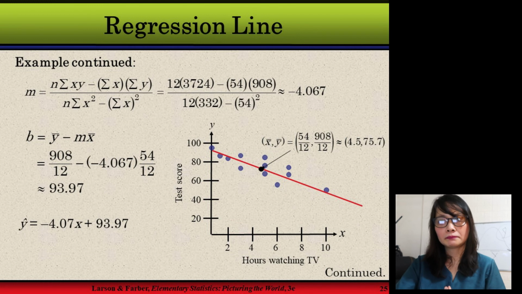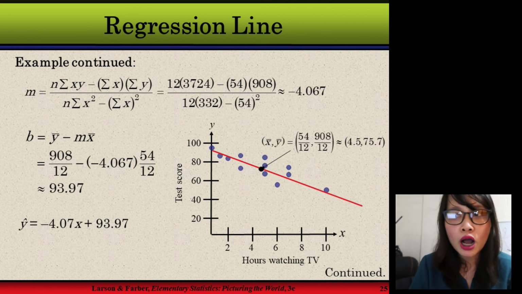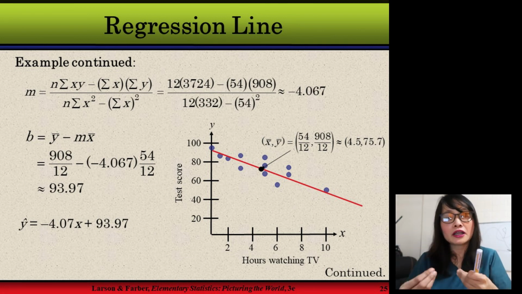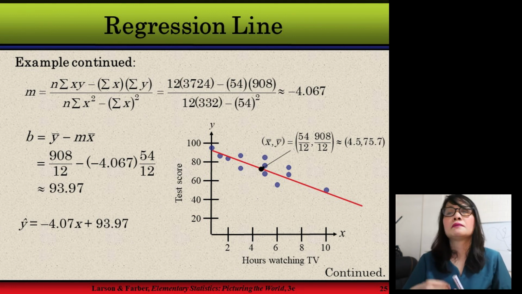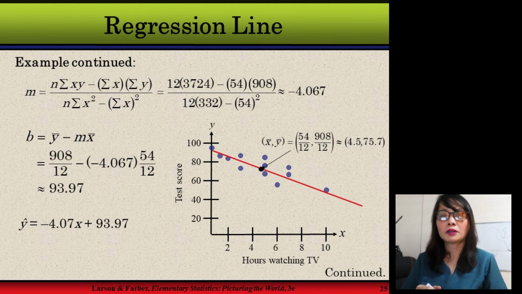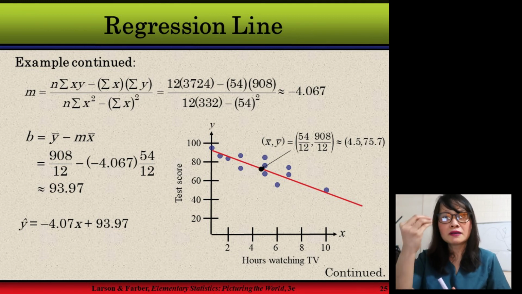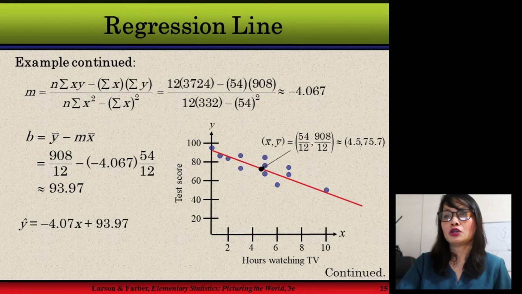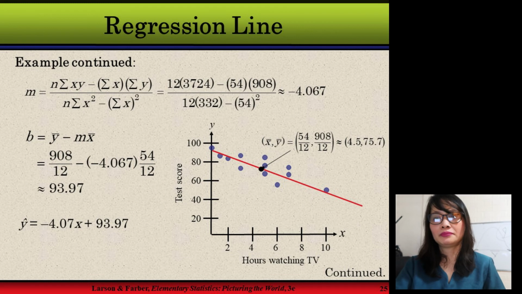Next, the y-intercept: the mean of your y values minus the slope multiplied by the mean of the x values. So you have 908 divided by 12, because the summation of y is 908. To determine the mean, get the average, so 908 divided by 12. When you say mean, you're referring to the average. Minus negative 4.07 multiplied by 54 over 12. Where do we get 54? 54 is the summation of x values, so to get the mean of the x values, 54 divided by 12. So you do have 93.97.